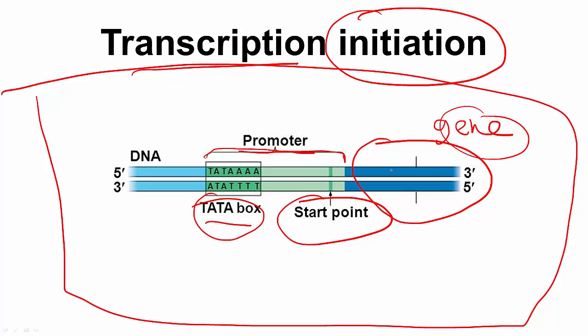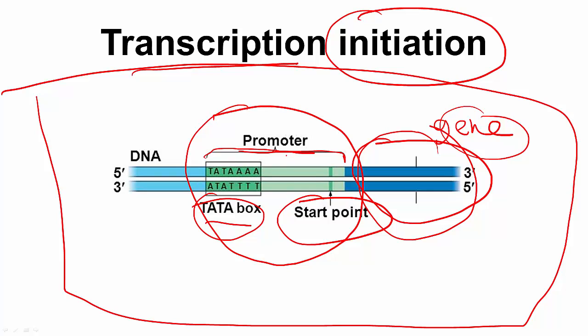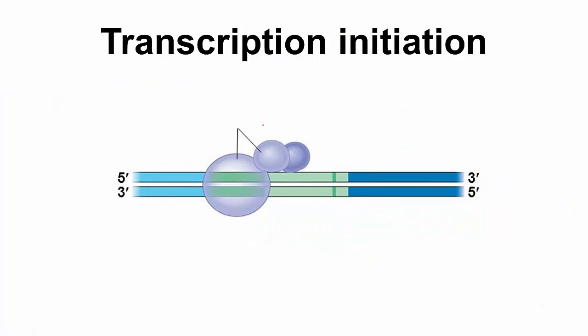So right now we have a gene sequence over here to the right, and then we have this promoter region to the left of it, right before it. The first components of the transcription machinery are these proteins, just indicated in these blue spheres. These proteins are called transcription factors.